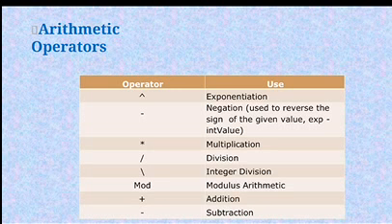Next, greater than, less than, greater than or equal to, you know all that. Greater than checks if the value of the left operand is greater than the value of the right operand. If yes, then the condition becomes true. And in the same way, the less than operator checks if the value of the left operand is less than the value of the right operand. If yes, then the condition becomes true, like that.